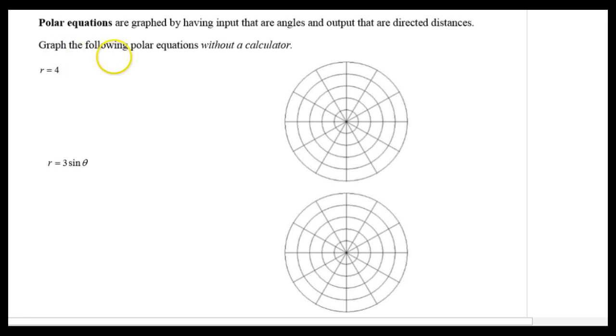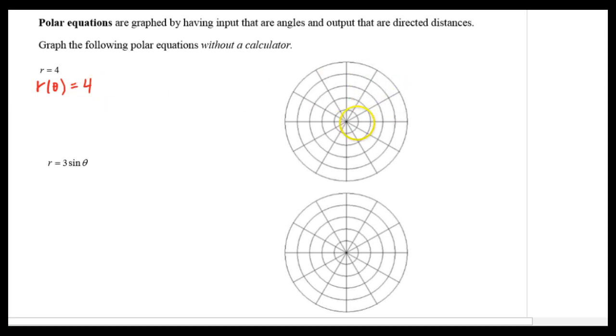So graph the following polar equations without a calculator. We have the first polar equation, r equals 4. The way we can think about this is r of theta equals 4. So for different angles that I substitute in, I am always going to get out a directed distance of positive 4 every time. Doesn't matter what angle I choose.